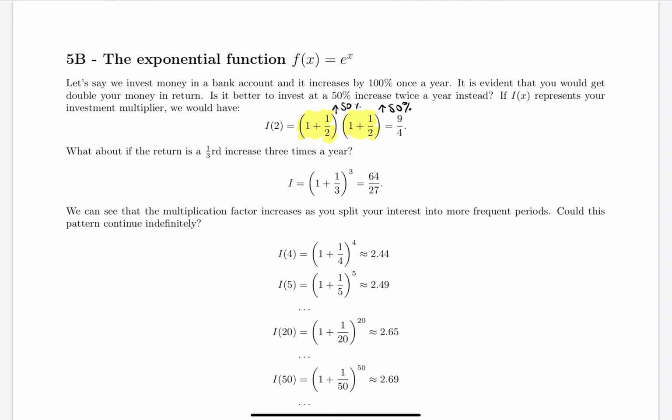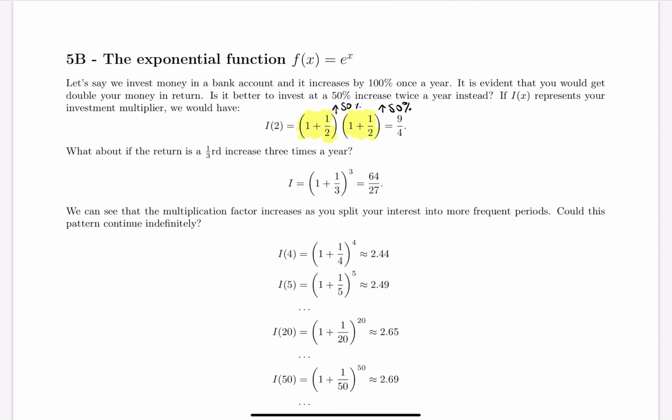You might ask yourself the question, what if we keep kind of doing this? So rather than doing an increase of 50% twice a year, let's do an increase of a 1/3 increase 3 times a year, so 33.3% recurring. So what happens there? Well, then you're just going to have 1 plus 1/3 times 1 plus 1/3 times 1 plus 1/3, which you can write as 1 plus 1/3 cubed, which is 64 on 27.